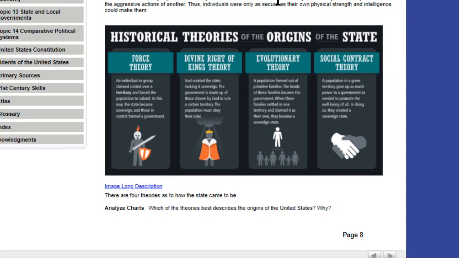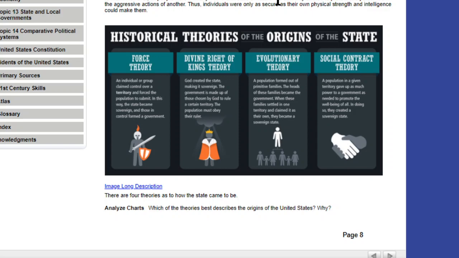Evolutionary theory: population formed out of primitive families. The heads of those families became the government. When those families settled in one territory and claimed it as their own, they became a sovereign state. That's pretty cool. And so that's where families take control. Do you see that a lot in tribal areas? That's pretty cool. I like that one.